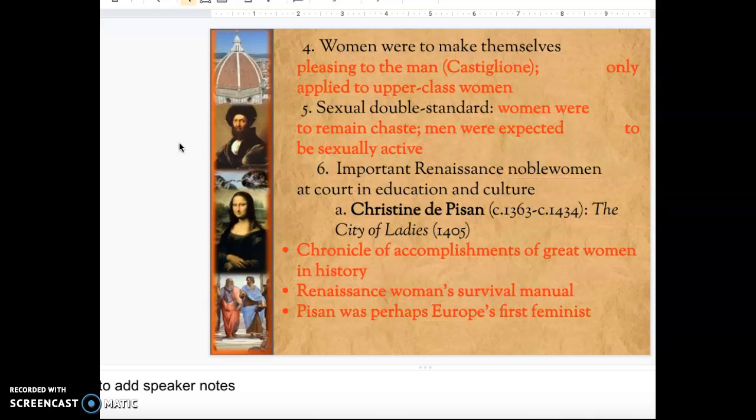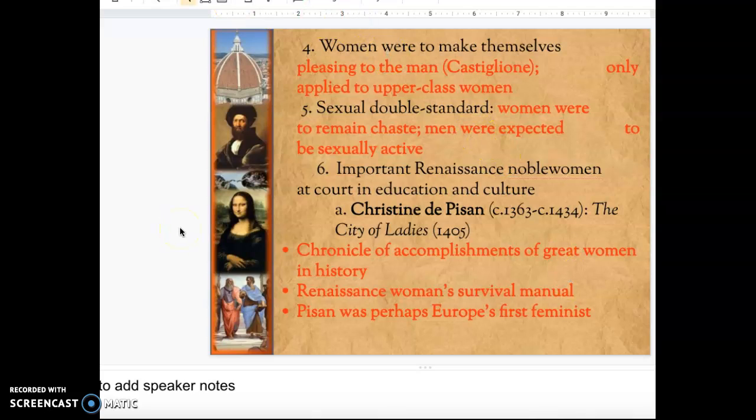So I would definitely make a note of that for the City of Ladies. You might want to make a note of that title. It should be in red, so that was my mistake. Another published writing from her was a year later, 1406. That one's not written on here, so you want to go ahead and jot it down. It's called 3 Virtues. And if you were to read that publication, it's basically considered a Renaissance woman's survival manual. Again, that title is 3 Virtues, and that was published in 1406. Remember, I'm not going to ask you the dates. They're just there for reference.